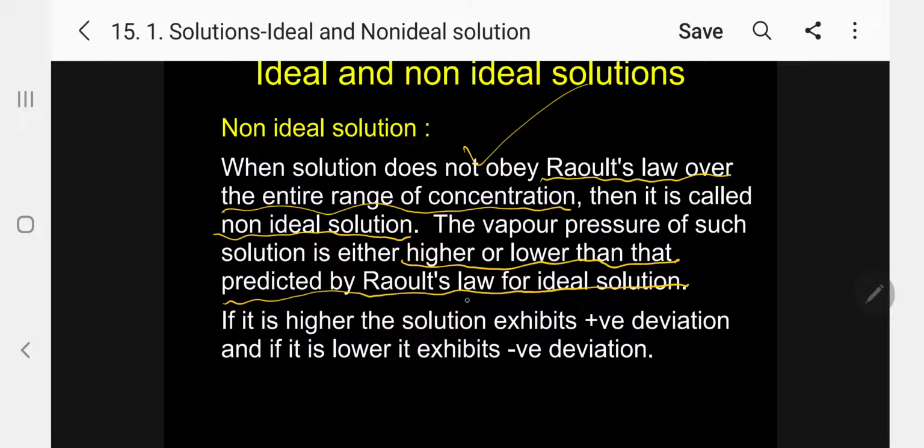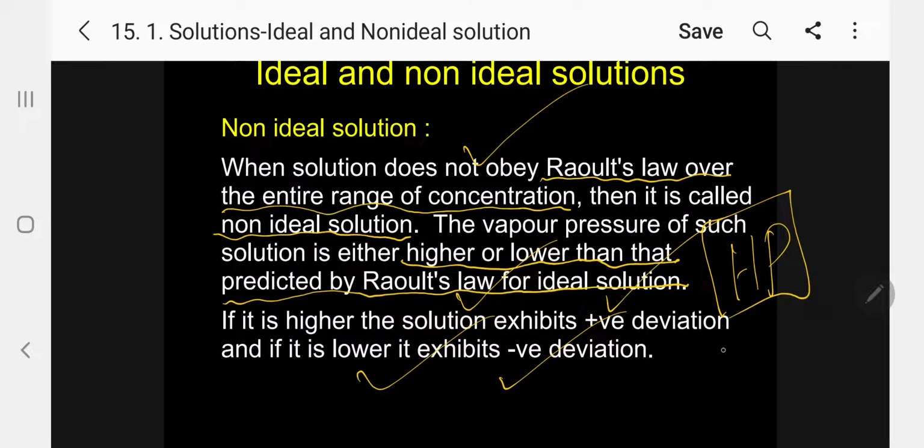Suppose it is higher, the solution exhibits positive deviation. If it is lower, it exhibits negative deviation. So higher is positive, HP; if it is lower, negative, LN. Please remember, higher or lower means the vapor pressure. We are considering the vapor pressure.